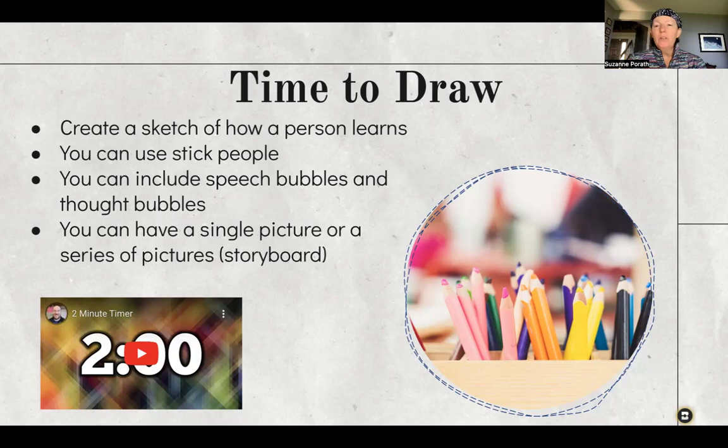What I'd like you to do is grab a piece of paper, scratch paper, it doesn't matter. You're not going to show it to me, and it's not going to go anyplace other than I want you to think about it. I want you to create a sketch of how a person learns. You can definitely use stick people, include speech bubbles and thought bubbles. You can have a single picture or you can have a series of pictures like a storyboard. Don't take a really long time doing this.